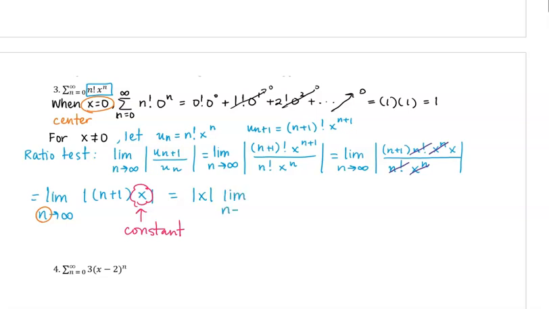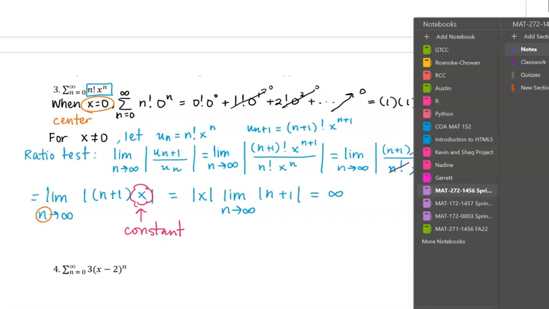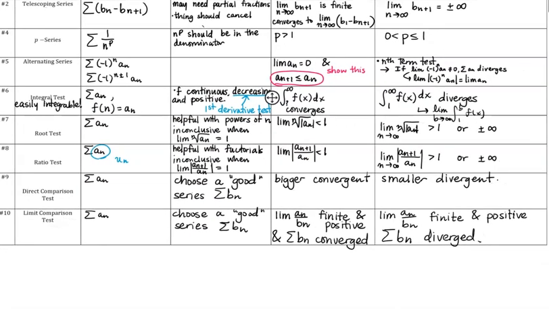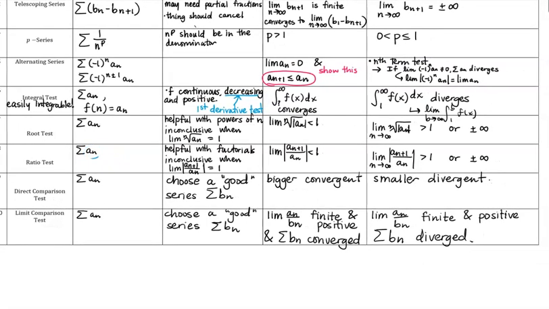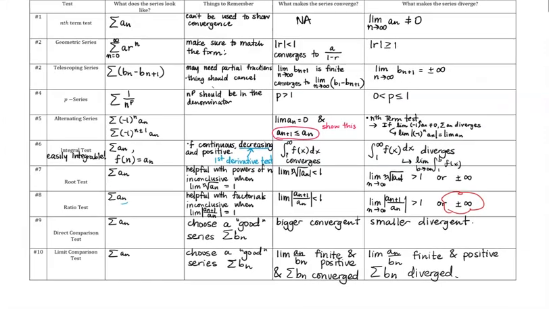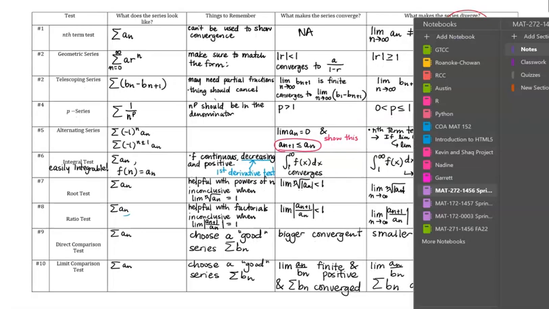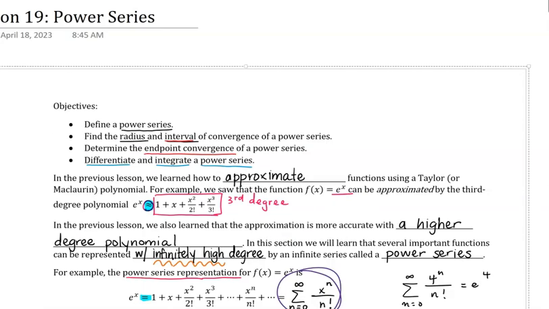And we have the limit as n goes to infinity of just n plus 1. And this limit definitely equals infinity. So because this limit is equal to infinity, think about what the conclusion of the ratio test says. I'll go back to our summary of series. The conclusion of the ratio test says that if that limit is equal to positive or negative infinity, then the series will diverge.